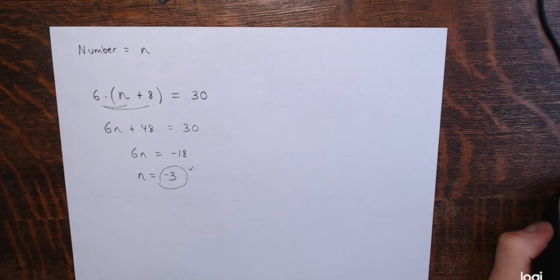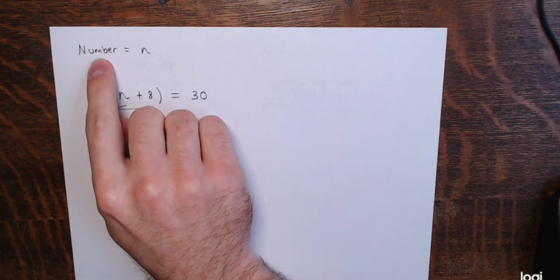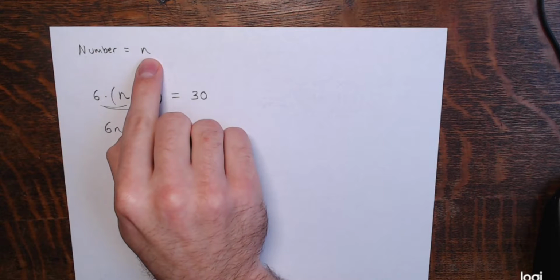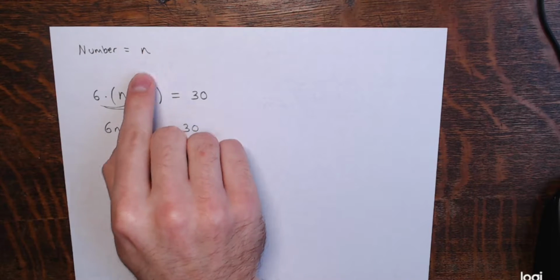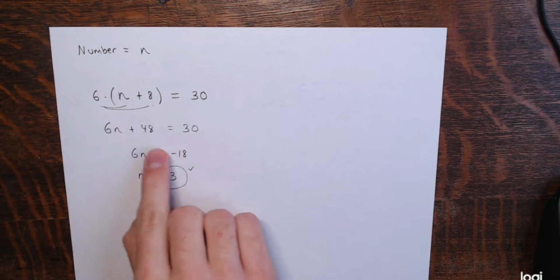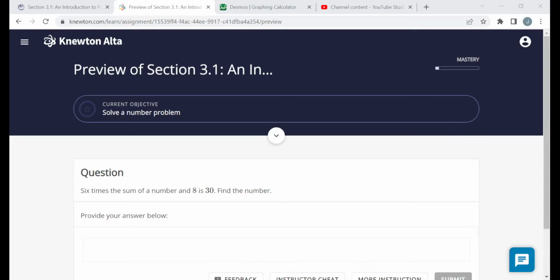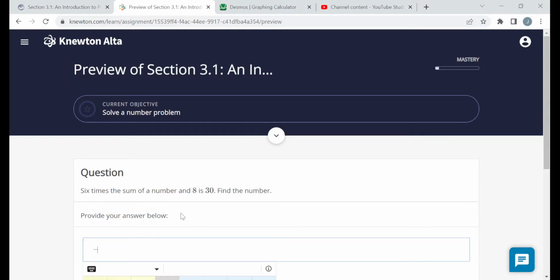But I read through the problem. I identified what was unknown. What did they want? They wanted this number. I named it something, n. Then I translated the statements from English into math, solved, and then checked. Answer the question and check. Same steps every single time. That number is negative 3.